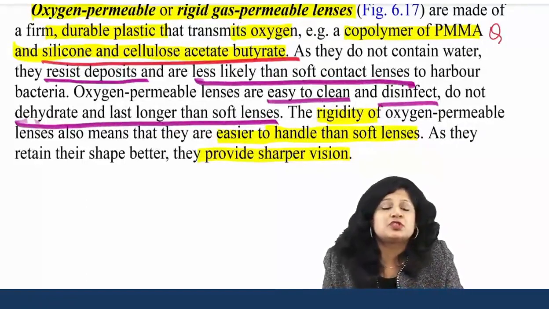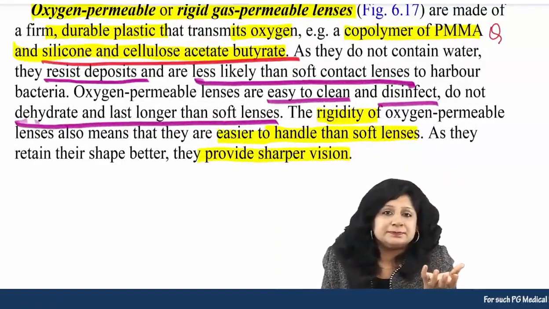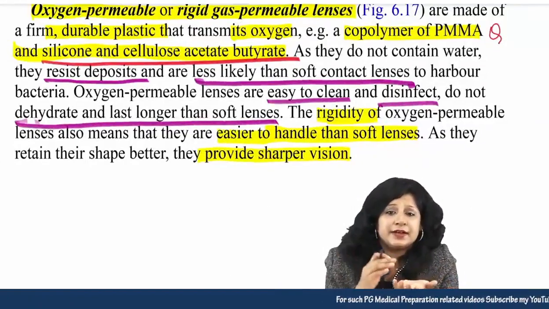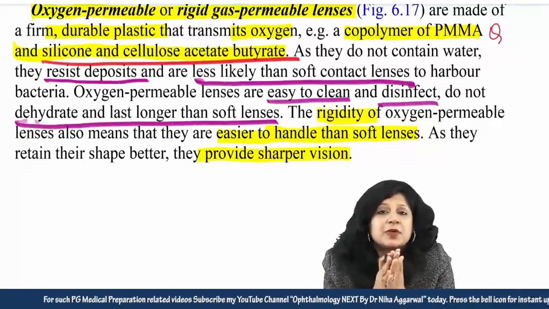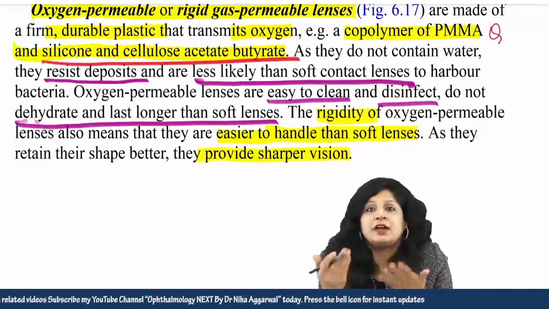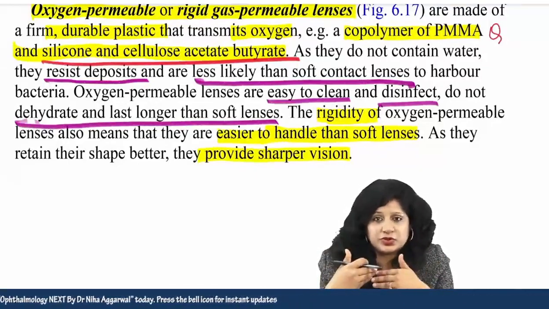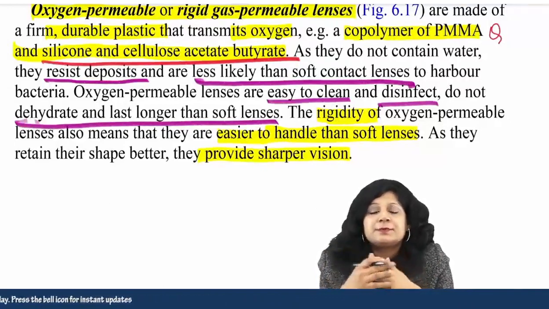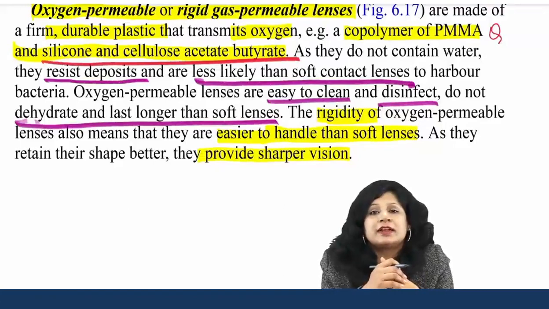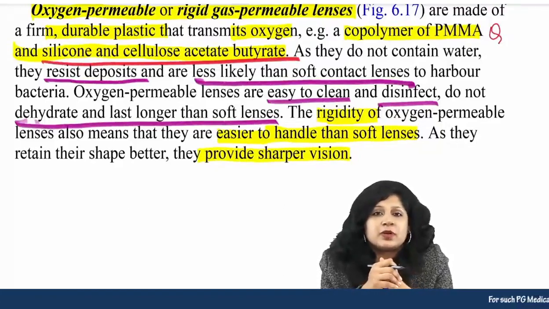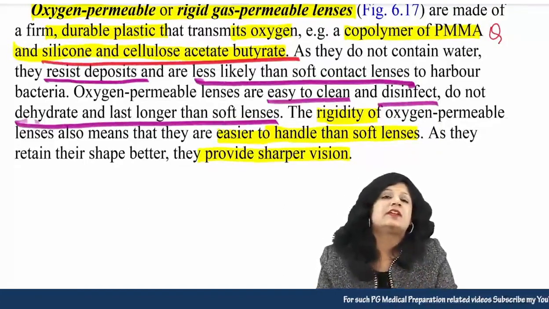Now why were the soft contact lenses not providing the sharper vision? The reason was that they were taking the shape of the cornea, so that is why they were not giving you the sharper vision. Harder contact lenses were maintaining their own shape, so they were very good. But if you look at the semi soft contact lenses or the rigid contact lenses, they are retaining their shape up to a limit, and that is why they are giving you the sharper vision.